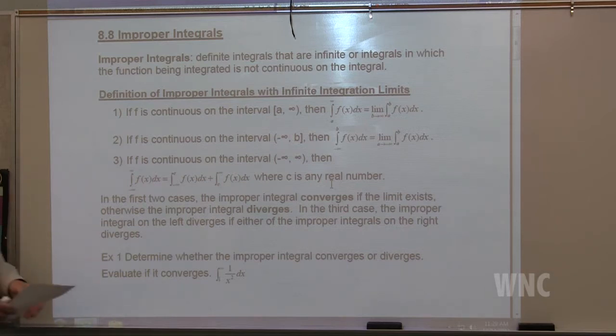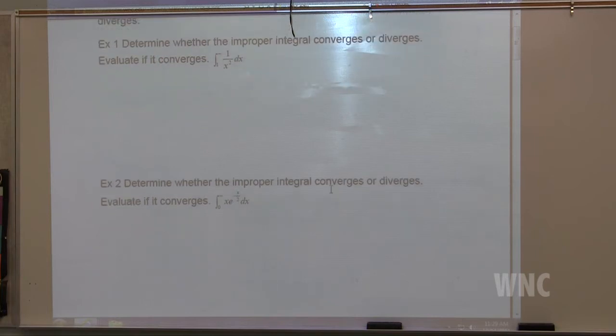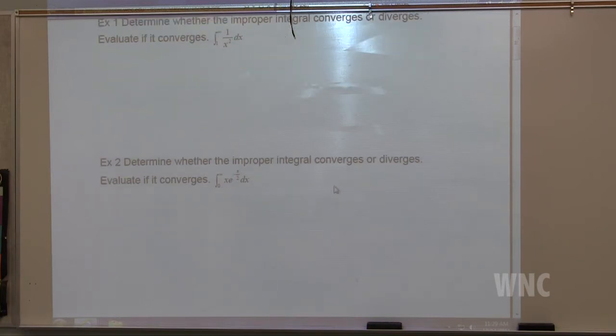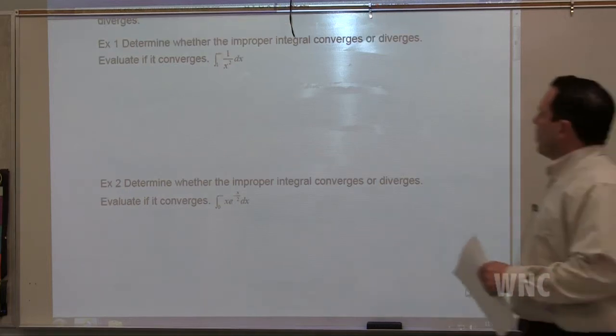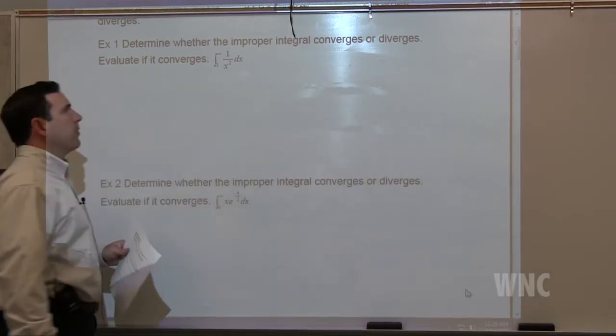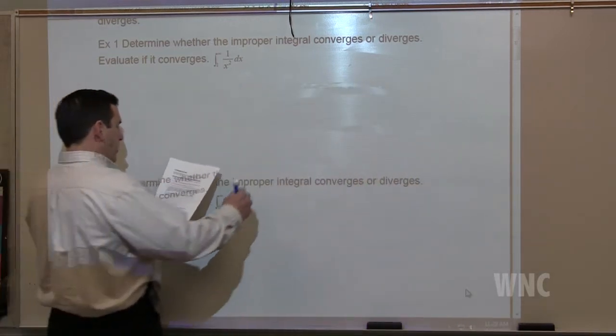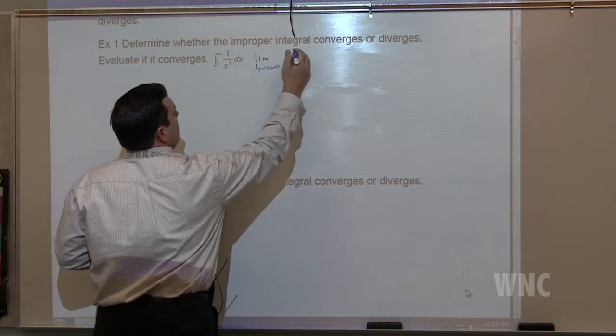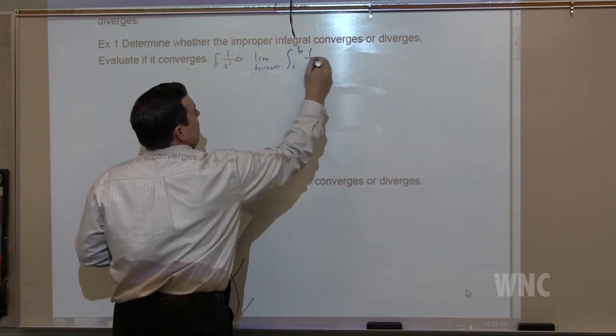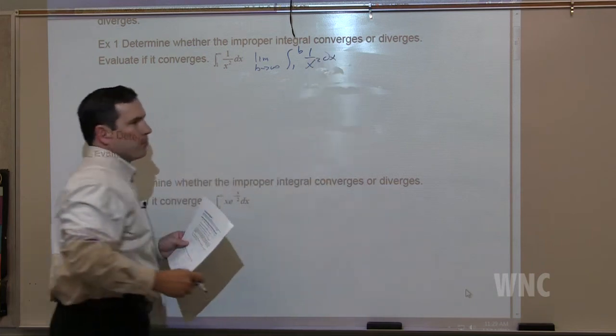Okay, example one. Determine whether the improper integral converges or diverges. Evaluate it if it converges. So we'll take the limit as b goes to infinity of the integral from 1 to b of 1 over x squared dx.